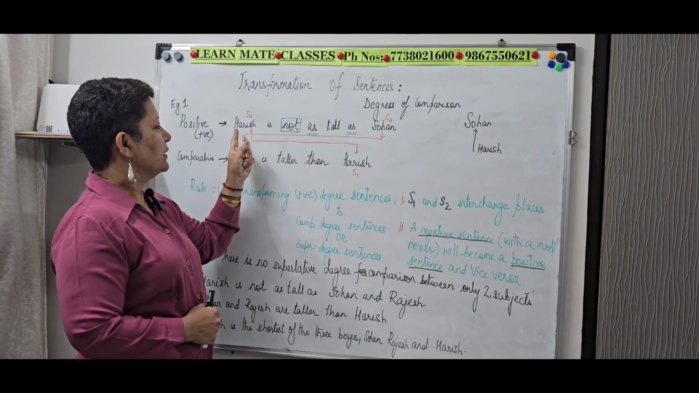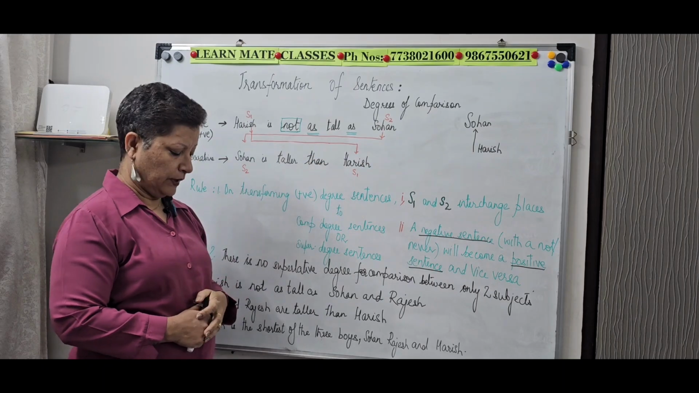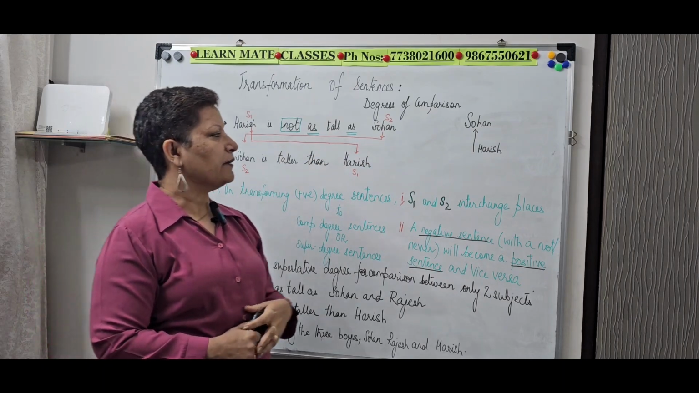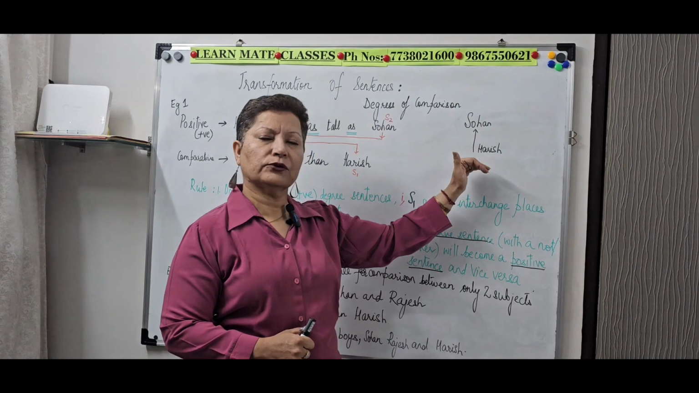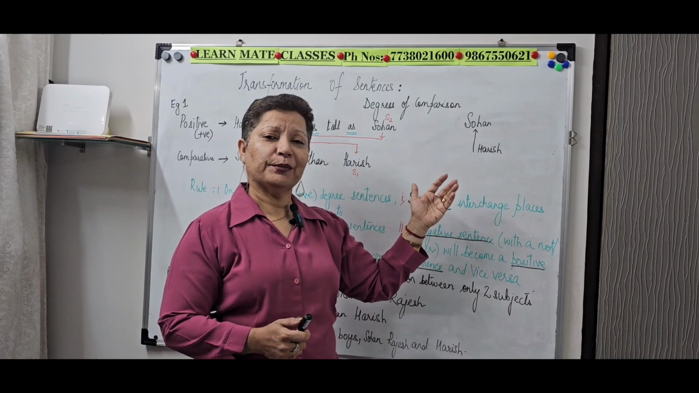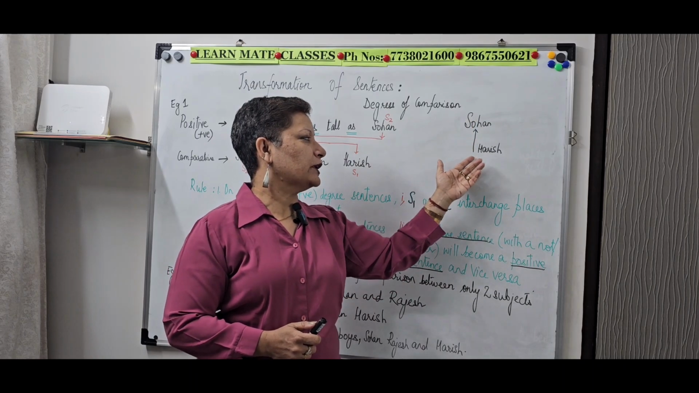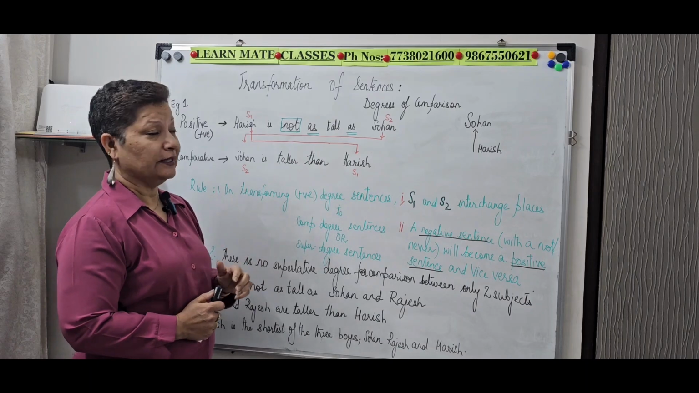Two subjects. Harish is the first subject. He is not as tall as Sohan, subject 2. As we can understand from here, Harish is shorter to Sohan. So, Sohan is taller than Harish. So, this actually gives you the comparative. Sohan is taller than Harish.